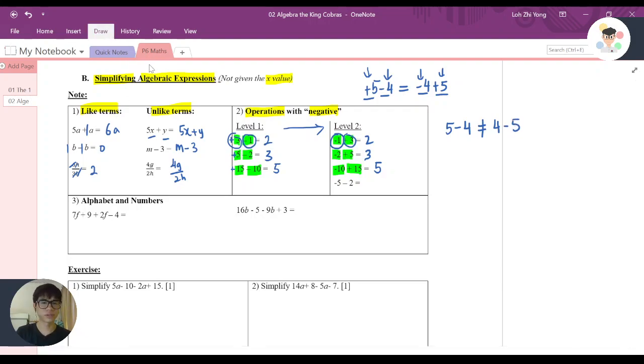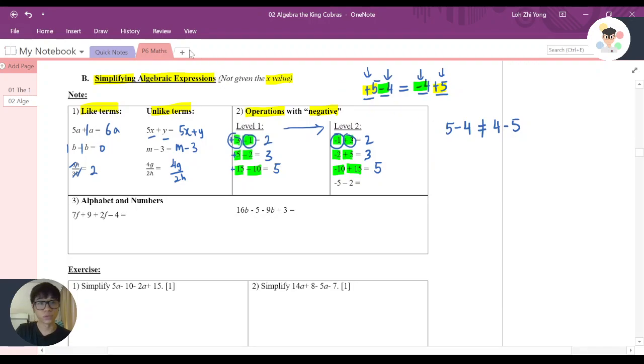Huh? You said, teacher, huh? Why? Just now you said the same, right? Just change the place, right? Yes, I did say that. We just change the place, that's why it is the same. You can see plus 5, plus 5. And the same thing here, negative 4, negative 4.